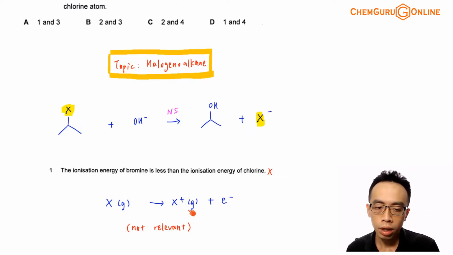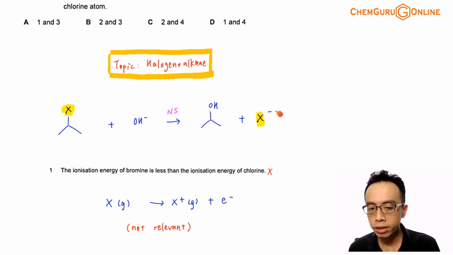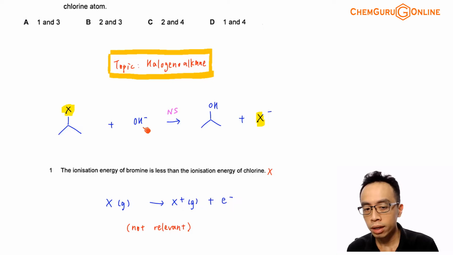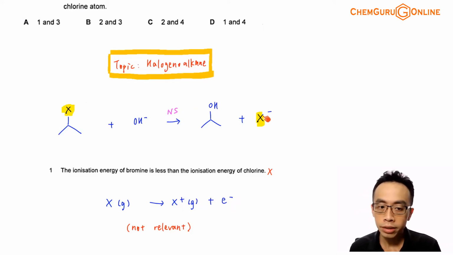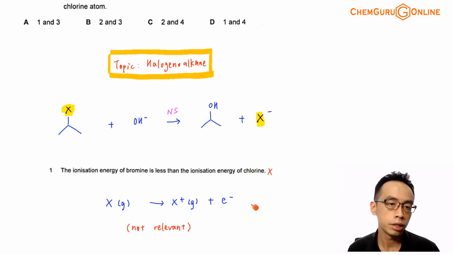with a +1 charge. Now, if you think about this, regardless of whether the ionization energy of bromine is less than or greater than the ionization energy of chlorine, regardless of whether this is true or not, it doesn't really matter. It is not relevant because the process involves my OH minus coming in and kicking out your X minus, so this nucleophilic substitution doesn't involve our halogen losing its electron to form X plus. Therefore, statement number 1 is not relevant. Number 1 definitely is incorrect.